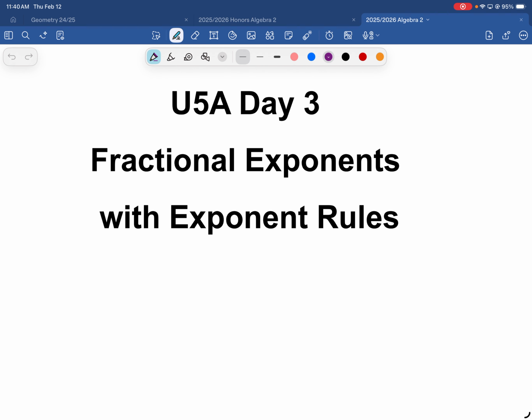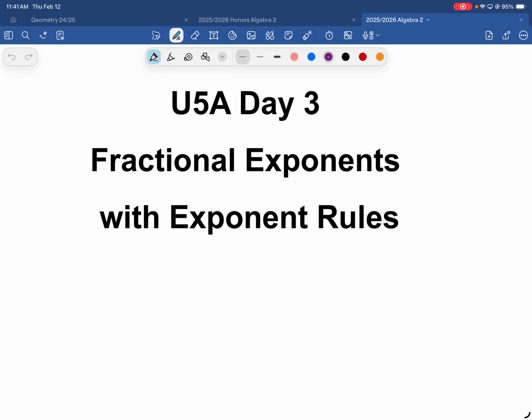Today, the only difference is now instead of having whole numbers as your exponents like yesterday and the day before, we're going to have fractional exponents. So you're going to have to deal with adding and subtracting fractions, multiplying fractions, and doing all those types of things. The process and the rules that we talked about yesterday and the day before don't change.